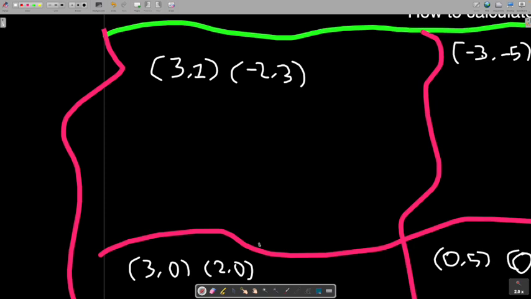Today we're going to be doing another algebra video, specifically linear algebra. Today we're going to talk about how to find the slope given 2 points using some formulas.